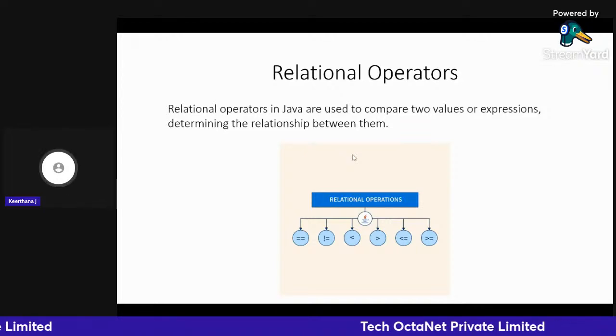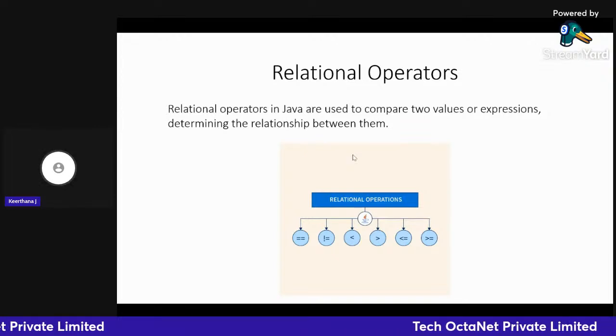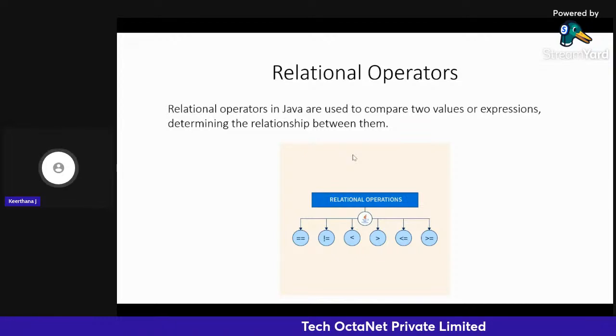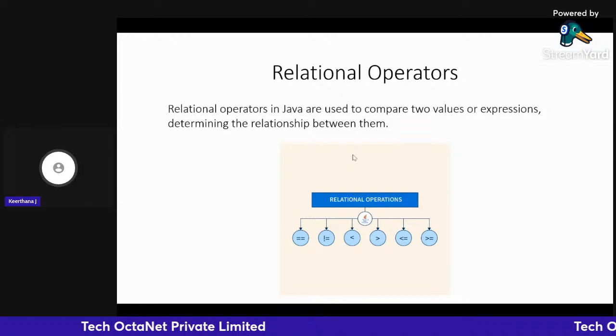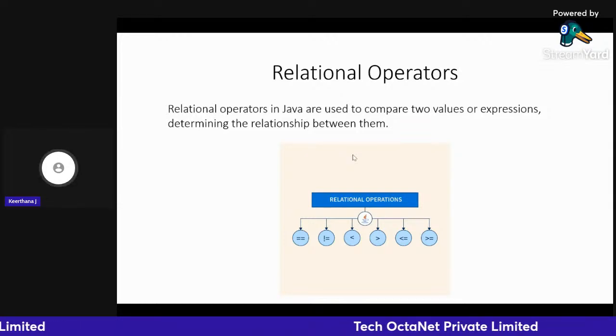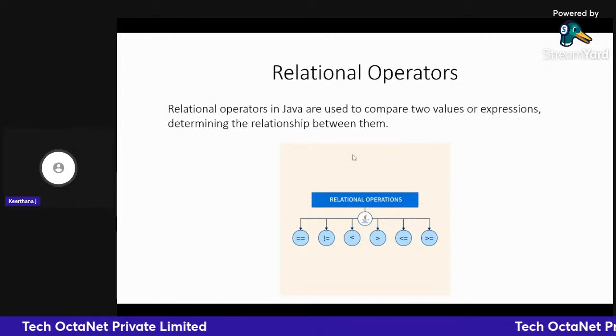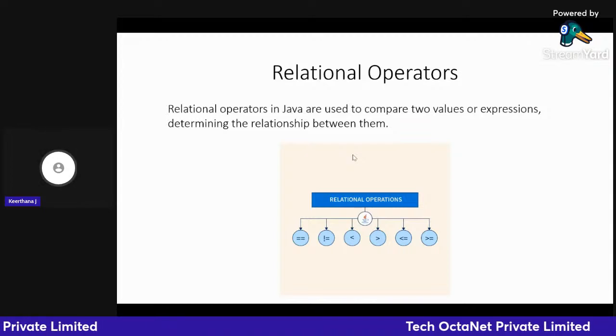For example, if I ask whether 5 is greater than 3, the answer will be true. If I ask whether 5 is less than 3, it is going to be false. So relational operators are used to yield the relation between two operands. We check and compare two operands, whether one is greater than or equal to the other, or one is lesser than or equal to the other, and the output of a relational operator is always a boolean value.